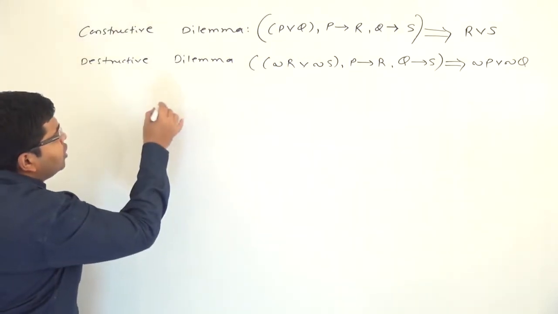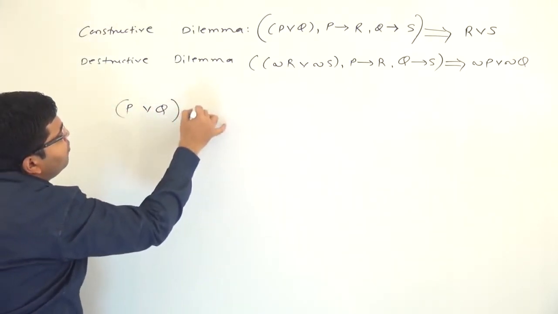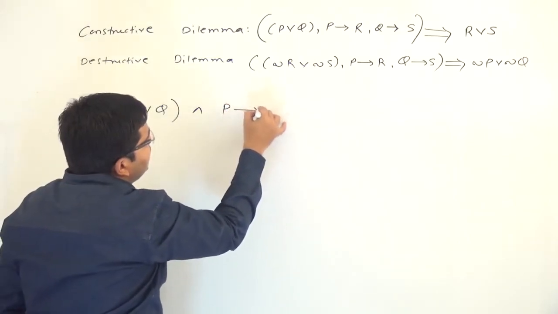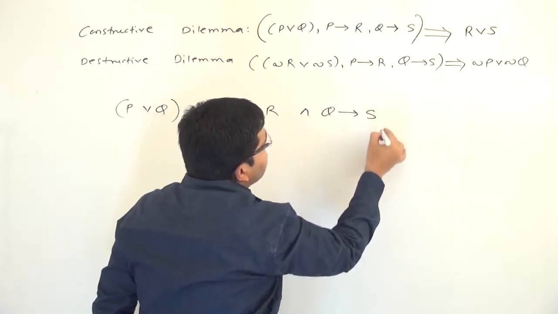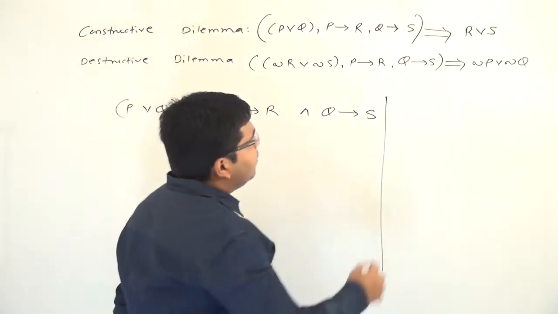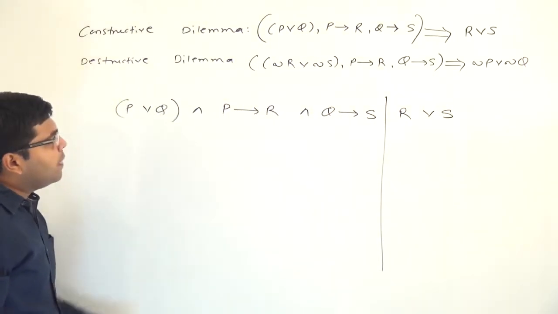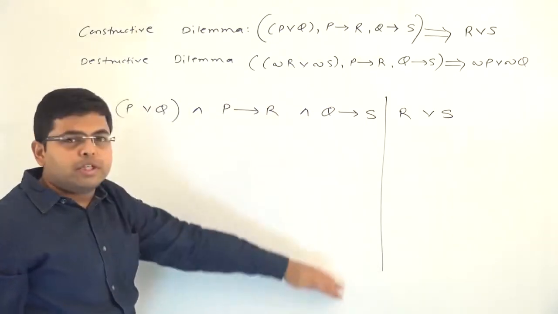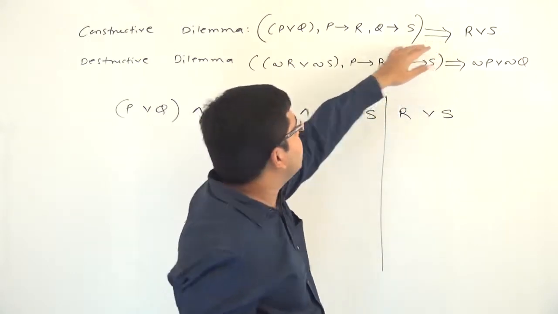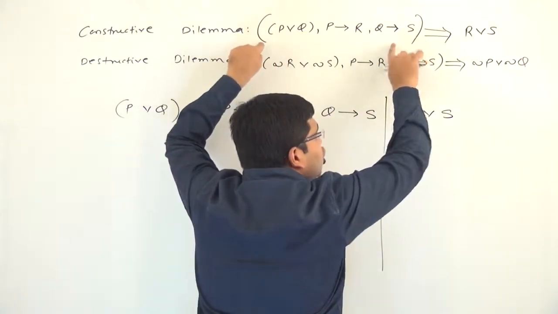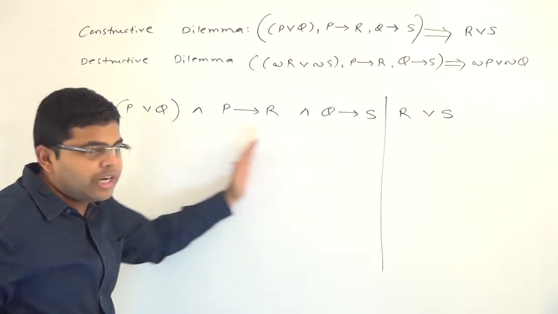So first of all we will write down the left hand side, which is P or Q and P implies R and Q implies S, and then on the other hand I am going to write down the right hand side, R or S. Now we want the left hand side to be true, because what is the meaning of tautological implication? When the left hand side is true, the right hand side cannot be false. So we are working only those cases where the left hand side is true.